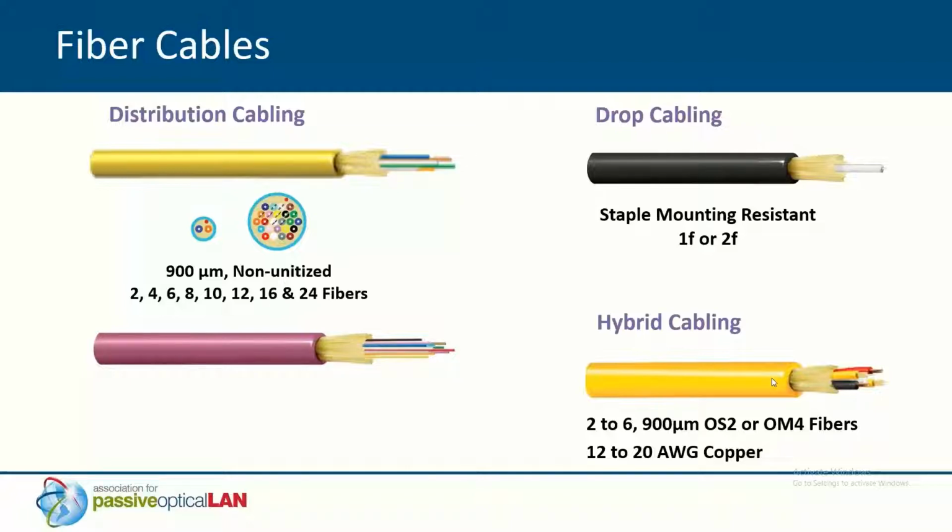Distribution cabling means that there's many fibers in there. It's got the yarn in there so it can be pulled, and it's meant to be distributed throughout the building. And then the other types are drop cabling. This here is a drop cable, it's black. It's indoor/outdoor. It's staple mounting resistant, meaning that it has enough crush strength or ability to handle the staples to staple to the wall.